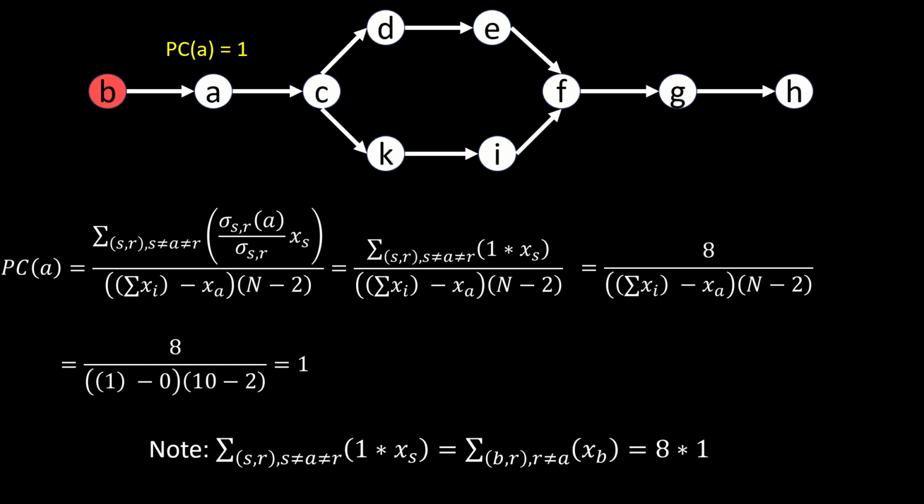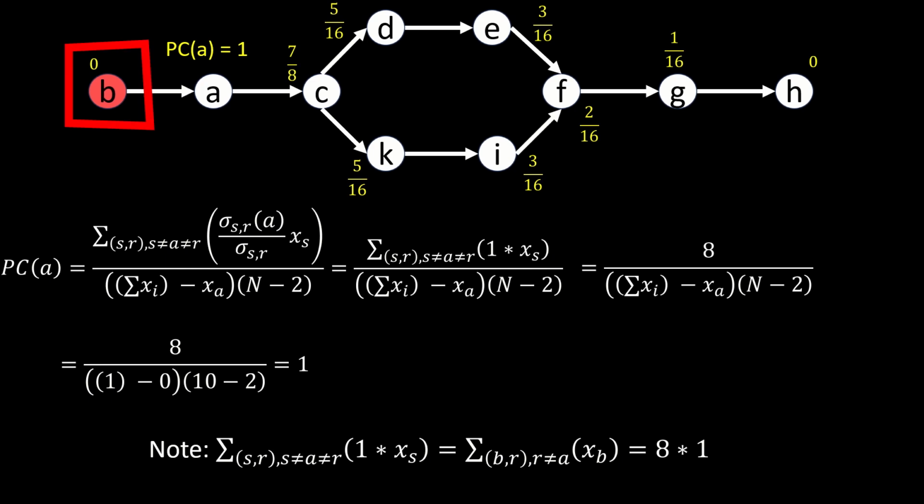So the sum in the numerator will equal 8, and the denominator will equal 1 times 10 minus 2, which is also 8. As we get further from our single source of infection, our percolation centralities decrease, as there are fewer percolated shortest paths passing through each node. Also, note that the percolation centrality of the single percolated node B is 0.